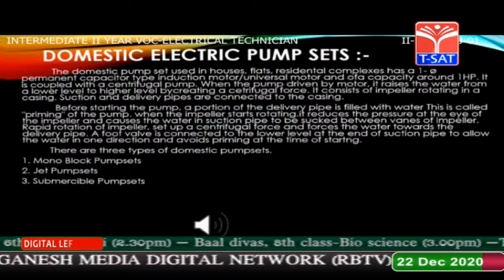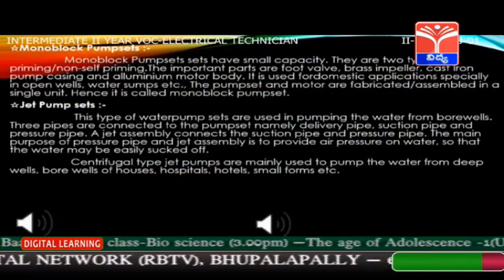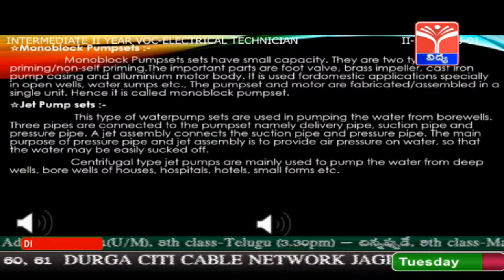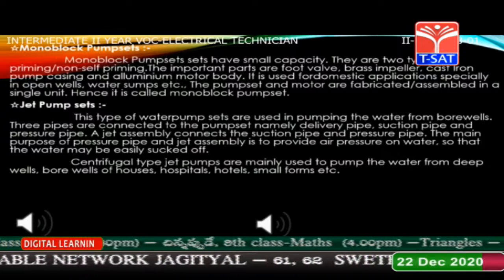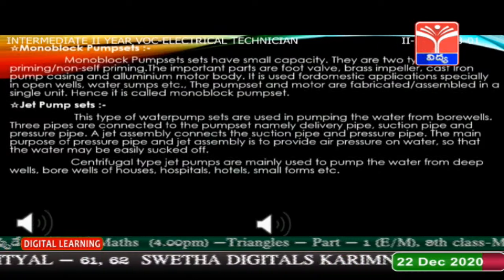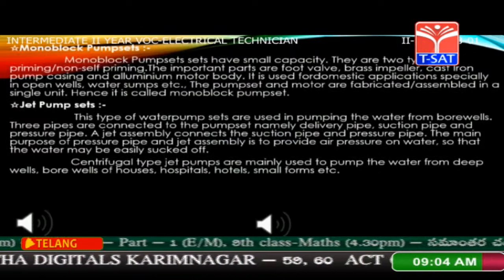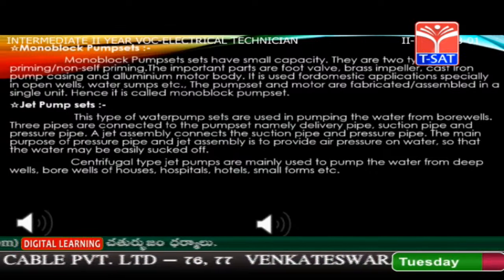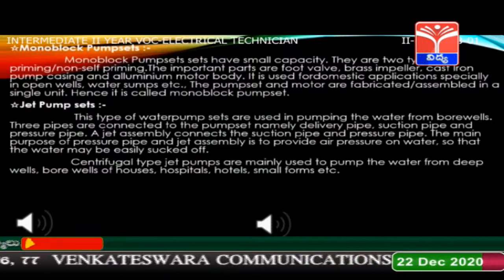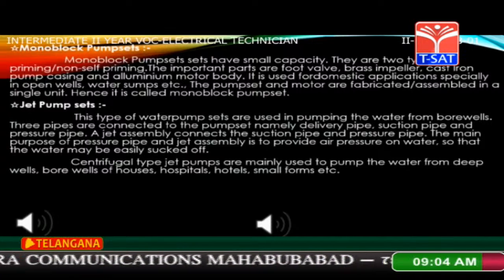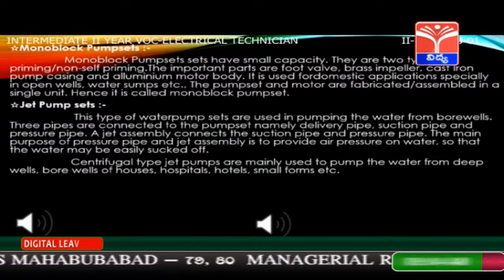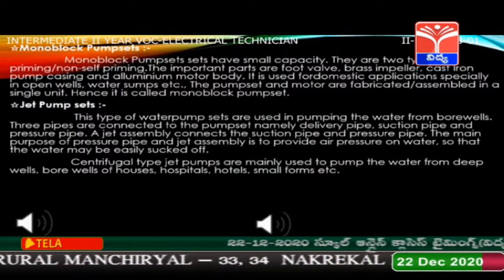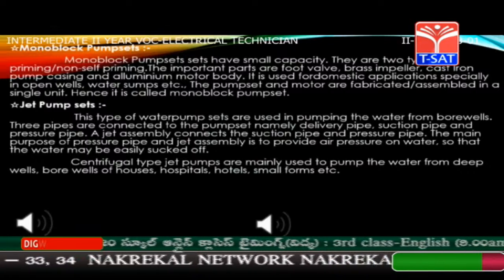Monoblock pump sets. Monoblock pump sets have small capacity. There are two types: self-priming and non-self-priming. The important parts are foot valve, brass impeller, cast iron pump casing, and aluminum motor body. It is used for domestic applications, especially in open wells, water sumps, etc. The pump set and motor are fabricated and assembled in a single unit, hence called monoblock pump sets, as shown in the figure.